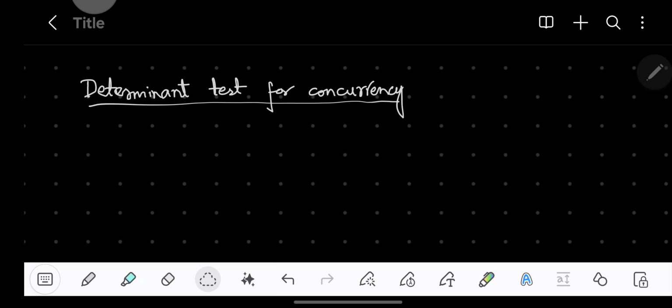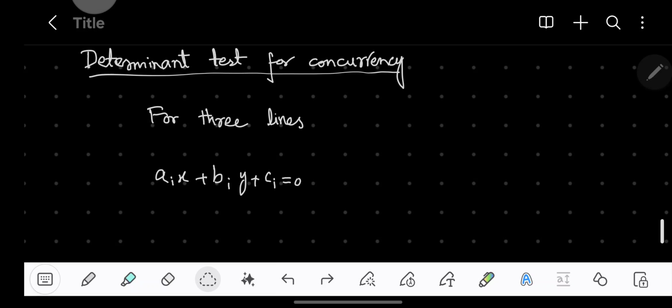So in this video we will talk about the determinant test for the concurrency condition. If we have three lines, let's say a_i x plus b_i y plus c_i is equal to 0, and for line 1 it is a1x plus b1y plus c1 is equal to 0. Similarly, for i equal to 2, we have a2x plus b2y plus c2 is equal to 0.